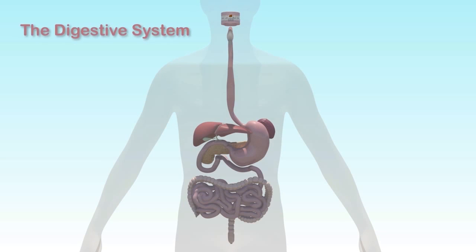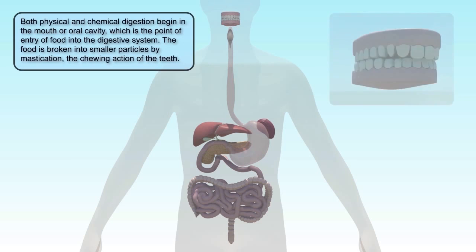In this video, we will talk about the basic components of the human digestive system. Both physical and chemical digestion begin in the mouth or the oral cavity, which is the point of entry of food into the digestive system.